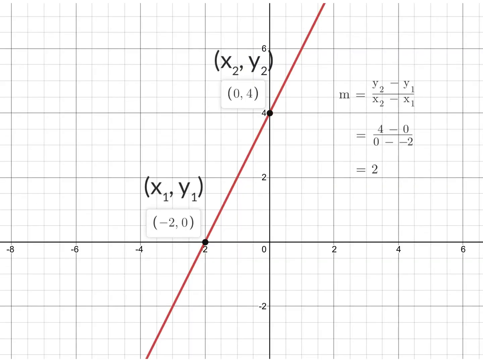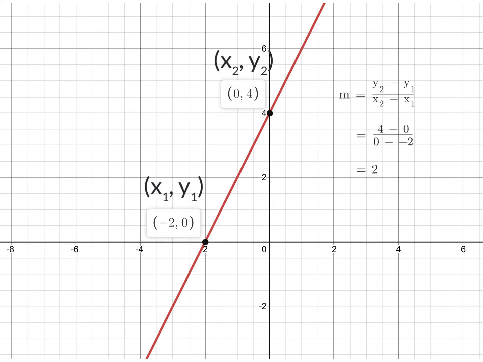So first you plot those 2 points, you draw a line through them, and you label one set. So we're going to label -2, 0 as x1, y1, and the other set, 0, 4 in this case, is x2, y2. Doesn't matter the order you label them. Just for this purpose, we're labeling x1, y1 as -2, 0, and the other set is x2, y2.